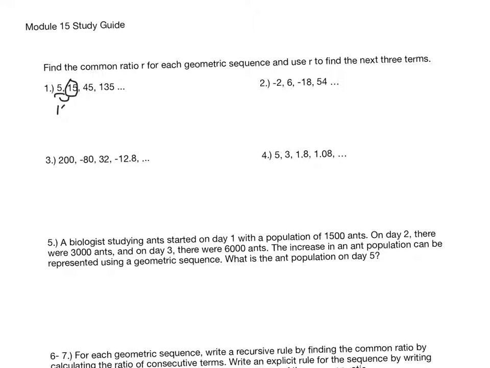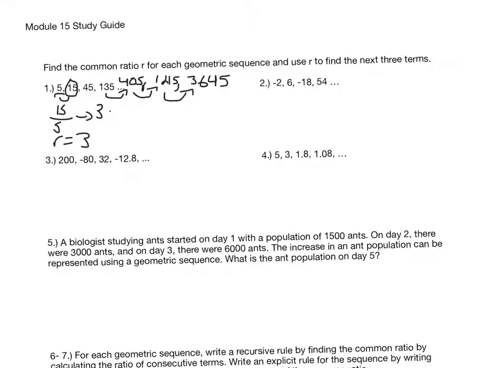But if you didn't see that, then all you would have to do is take one of your terms and divide it by your previous. That would give you 3, and that is your common ratio. So we're multiplying by 3 each time. So 135 times 3 would give me my next term, which is 405. 405 times 3 would give me 1,215. And 1,215 times 3 would give me my next and final term, which is 3,645.